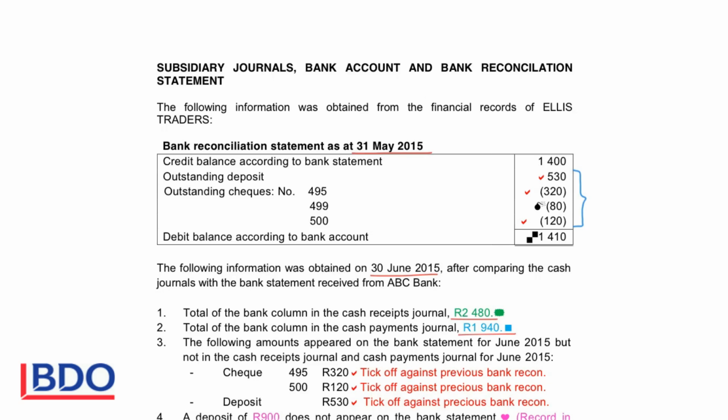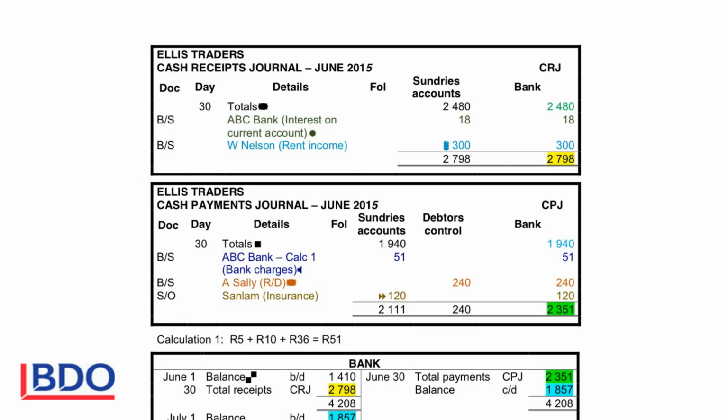I will use the bank balance at the end of May as my opening balance in the bank account, and then I will record the total of the cash receipts and cash payments journal in my bank account as well. I will start in the cash receipts journal with the bank total that was given to me, and I will start in the cash payments journal with the total that was provided. And the bank opening balance was taken out of the previous bank reconciliation statement.